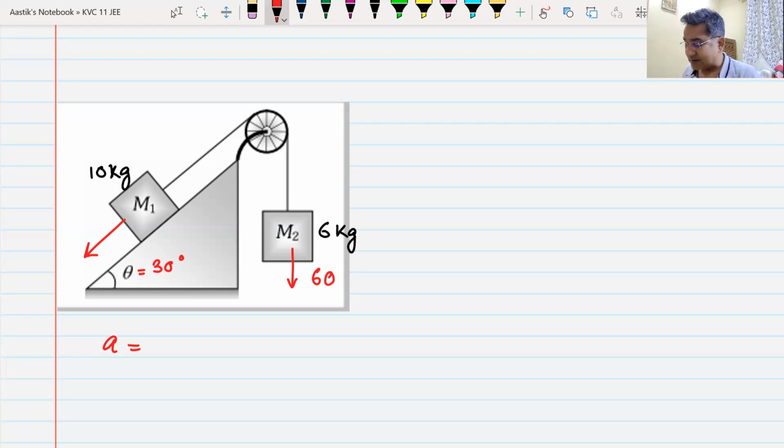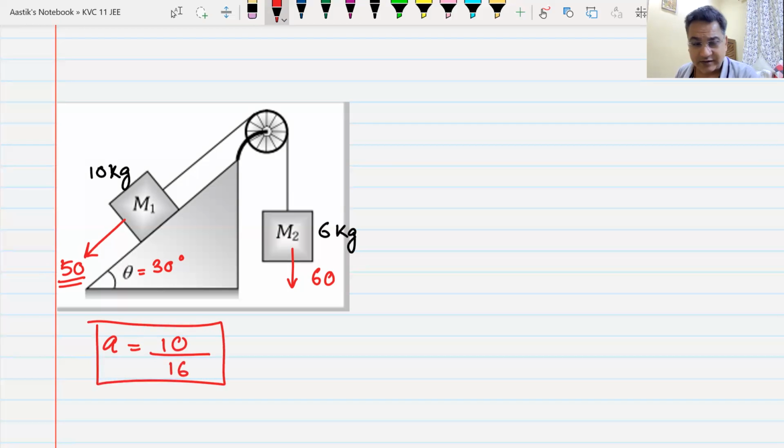So if I given theta as 30 degrees, the force which is trying to pull it down here is 50 newtons. Yes or no? So you can find out the acceleration of this block. 60 here, 50 here. So the net force becomes 10 divided by the total mass of the block, which is 16. So the acceleration simply becomes 10 by 16. Do we understand this? Shall I move on to the next question?